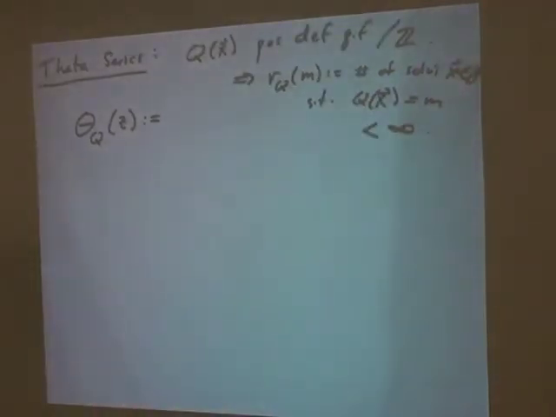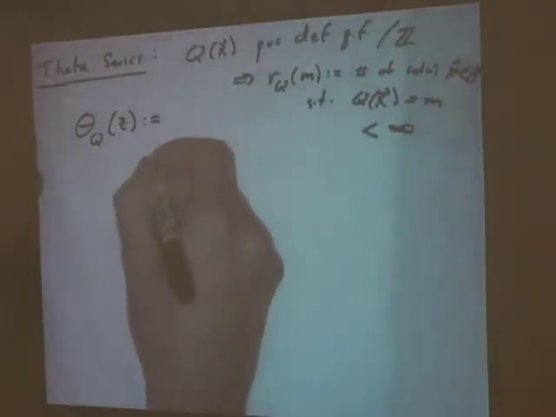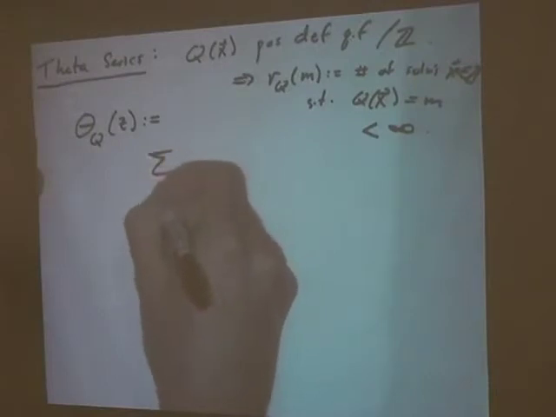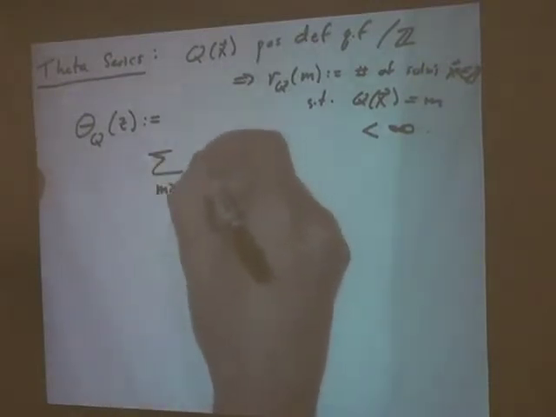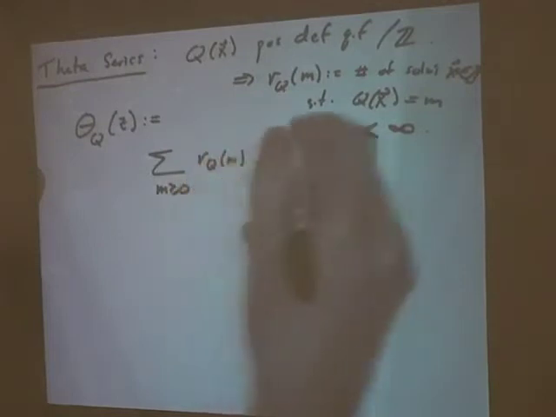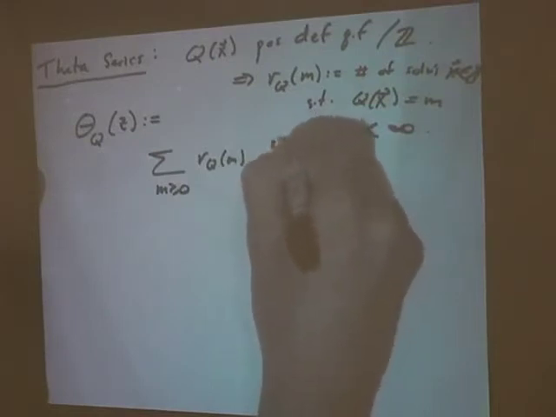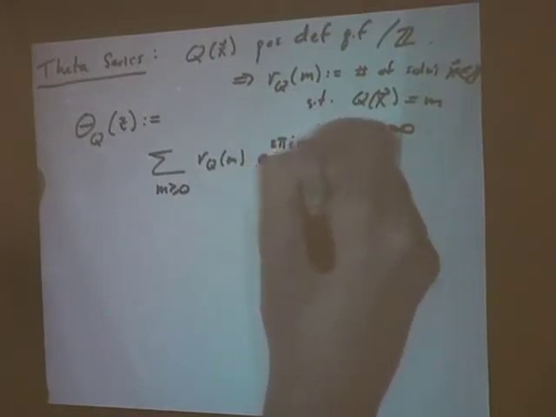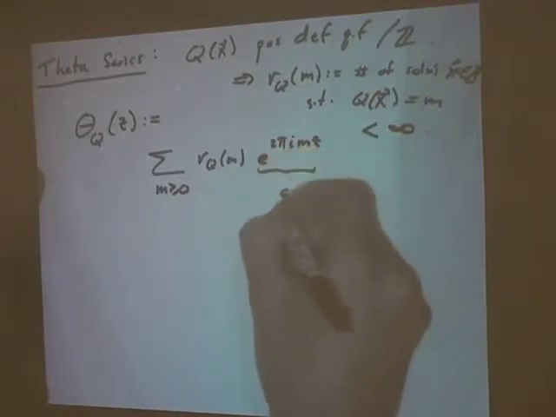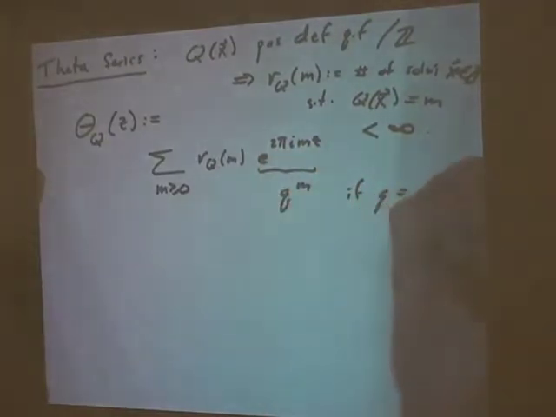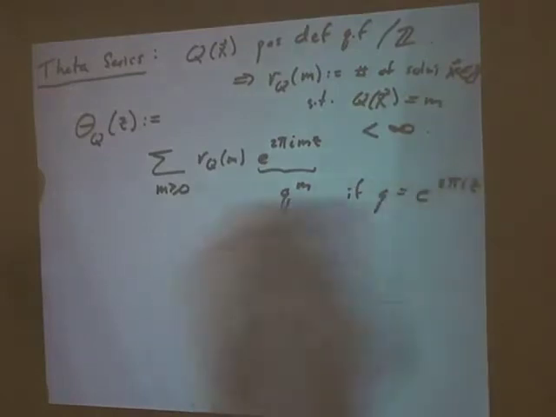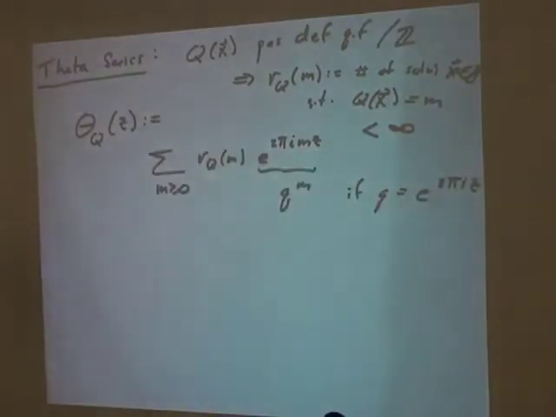Okay. So I define the theta series to be the sum over all numbers which could be represented by the form, which are now non-negative numbers, r sub q of m, and if you write it with q's, you'd write q to the m. Just to be extra clear, I'll say e to the 2 pi i m z. Okay, so this is the same thing as q to the m if you take q to be e to the 2 pi i z. This is the definition of a theta series.